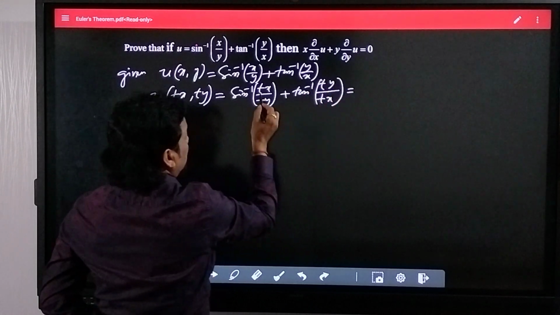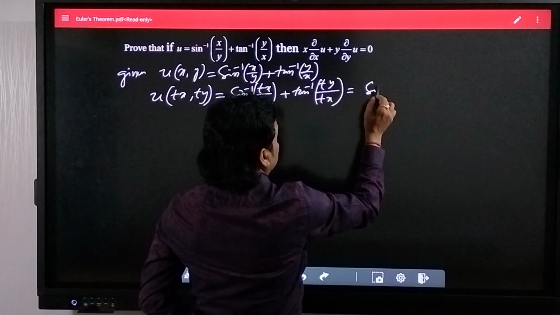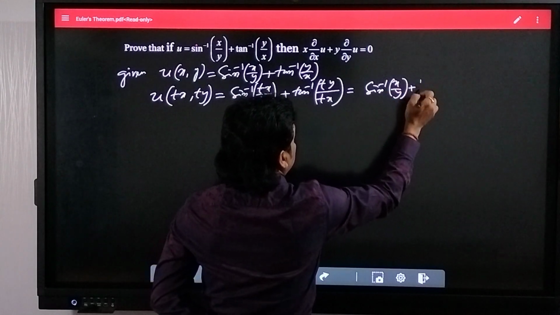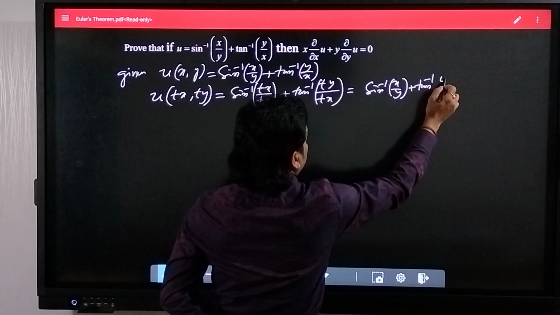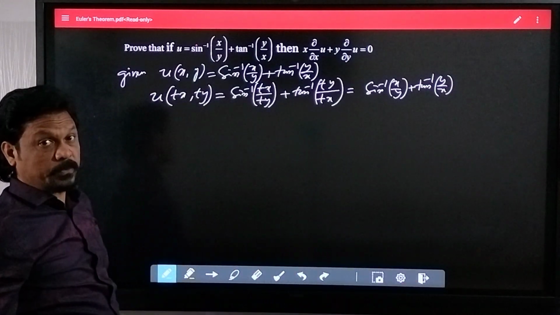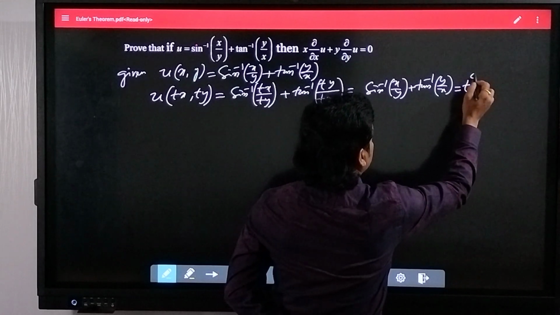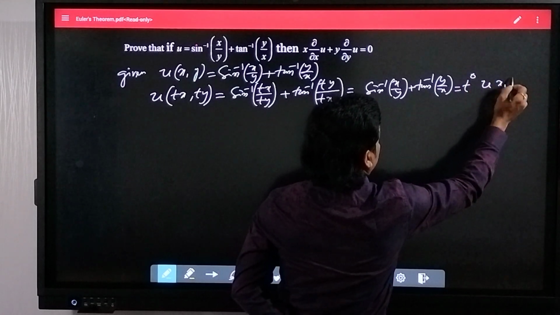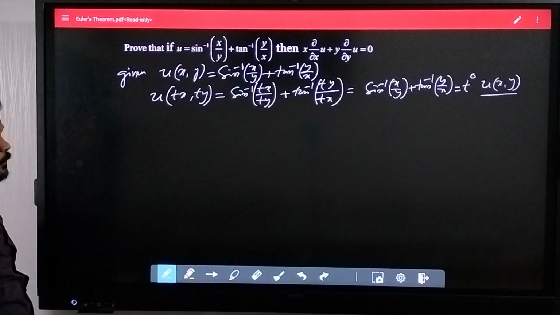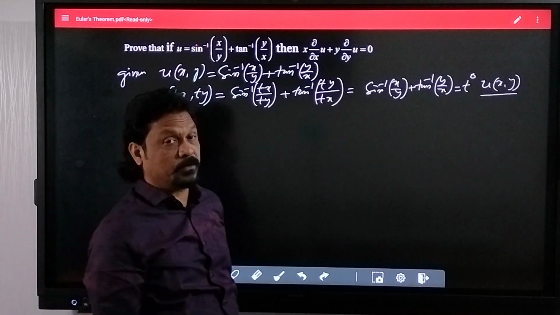So now here t cancels out, here t also cancels out. Now it becomes sin inverse x by y plus tan inverse y by x. That means it is u of x, y, and there is no t, that means the power of t is 0. That means u is a homogeneous function in x and y of degree 0.